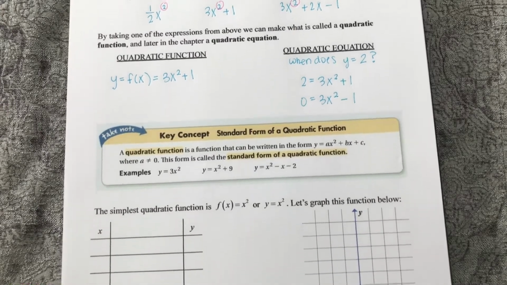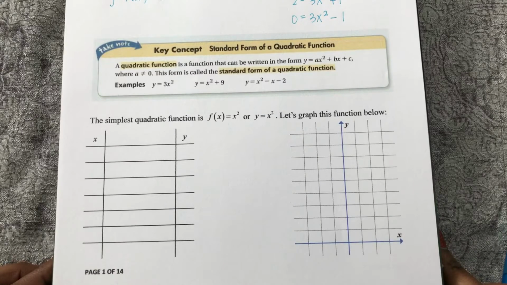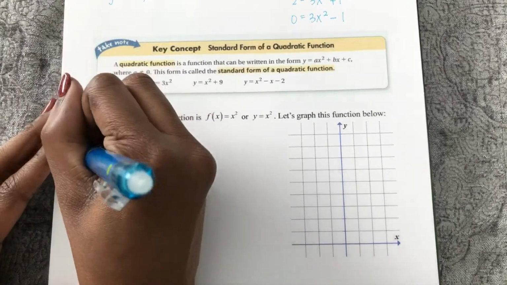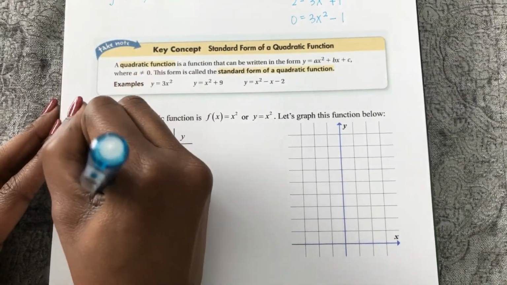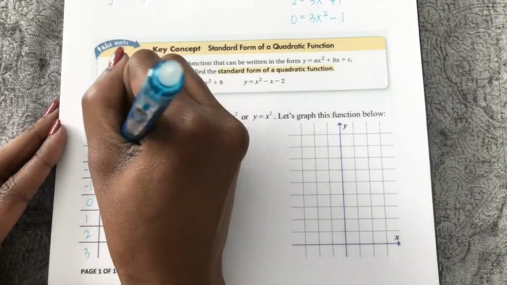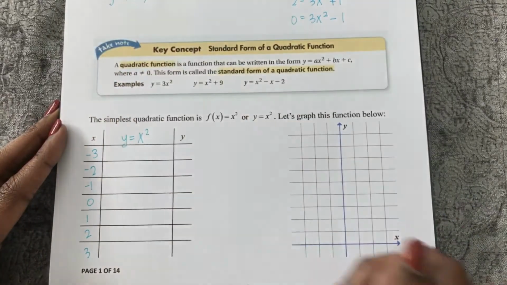So keep in mind that this quadratic function is simplest when it's just f of x equals x squared. That means a is 1 and b and c are 0. So let's get a visual of what this function looks like. So I can plug in some x values. So remember y equals x squared.